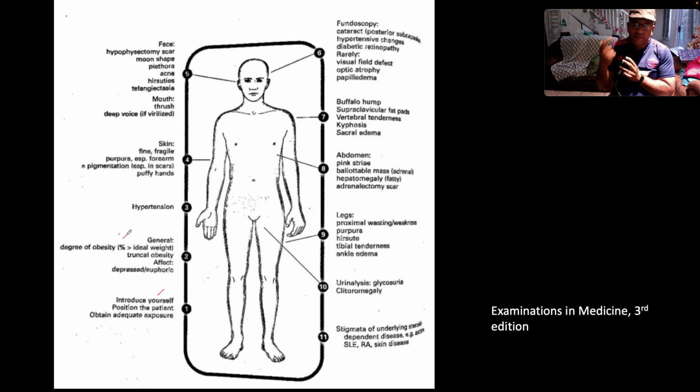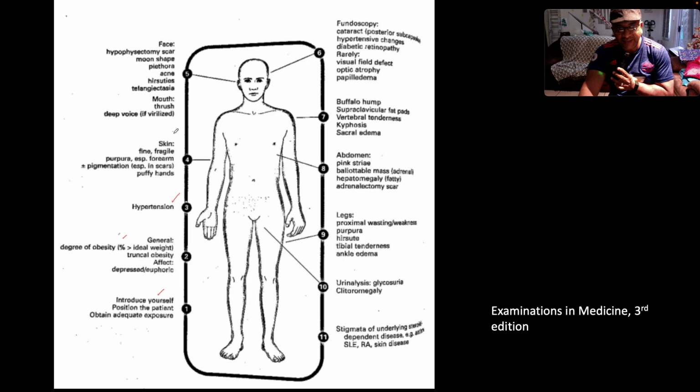So the conventional teaching is that lemon on a matchstick appearance, right, with central obesity, so thin limbs and you've got central adiposity. And the affect can be depressed or euphoric, because you know that Cushing's can affect the mood as well, right? And as you progress up, you find the patient has hypertension.